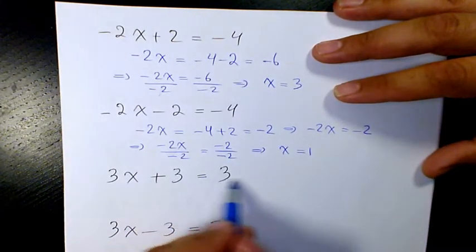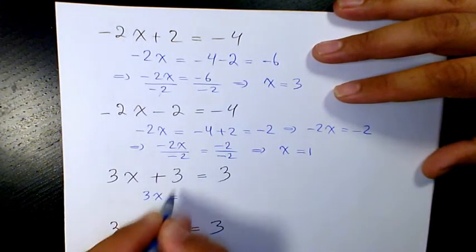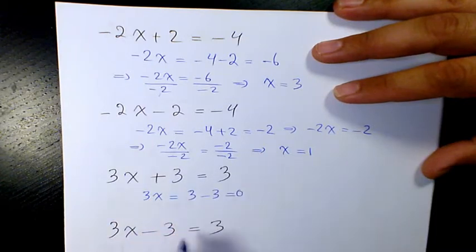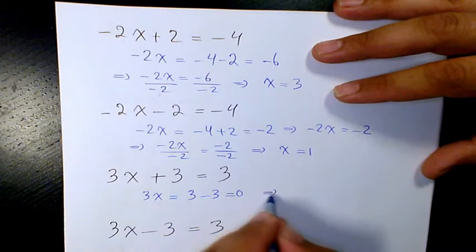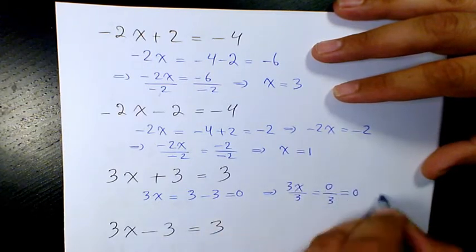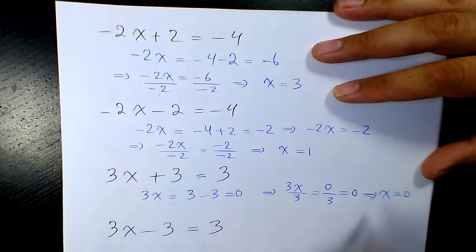3x plus 3 equals 3. So we have 3x on the left hand side. I move 3 to the other side. So we have 3 minus 3. That's going to be equal to 0. So 3x equals 0. When I divide both sides by 3, we have x equals 0.